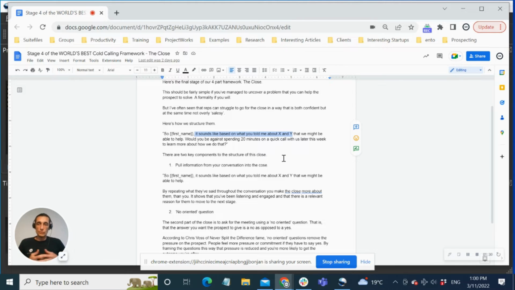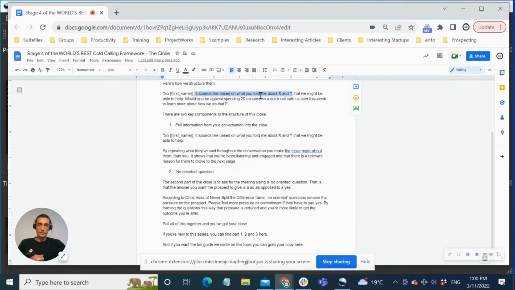An example for Right Channel, one of the services that we provide, could be: look, it sounds like, based on the fact that your reps are getting, on average, a 4% connect rate on cold calls at the moment, that what we do might be able to help. Would you be against spending 20 minutes on a quick call with us later this week to learn a little bit more about how we can do that? So pull specifics from the conversation as the first component. And then the second part is, would you be against spending 20 minutes?